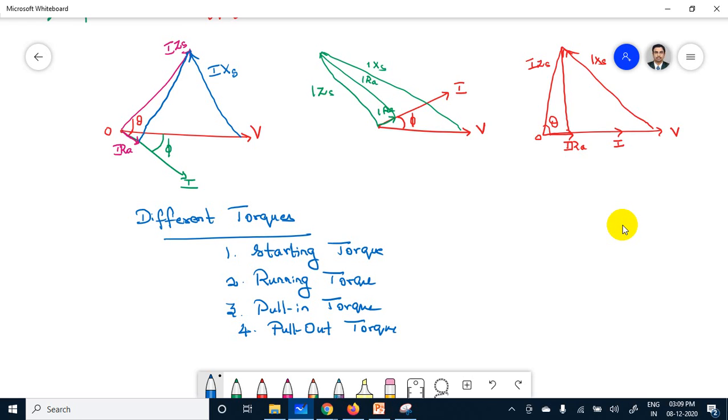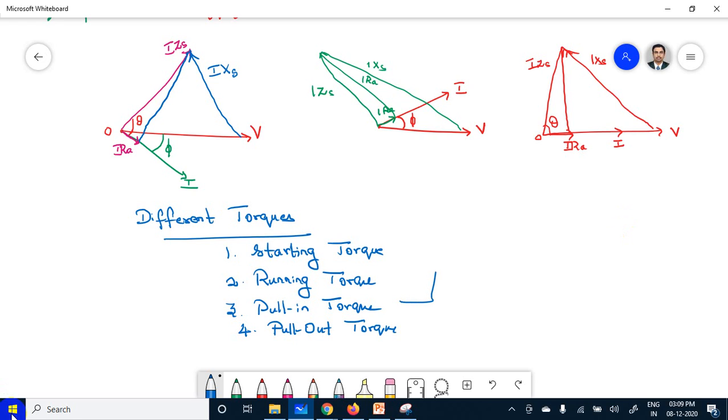Pull in torque means the ability of the motor to pull into synchronism when changing from induction motor operation to synchronous motor operation. Induction motor operation has two speeds, synchronous speed and rotor speed. Since the induction motor is a variable speed machine, but you need a constant speed machine, for that purpose we make the rotor speed equal to synchronous speed. Then we are converting into synchronous motor operation. That is known as pull-in torque. Pull-out torque means the ability of the motor to remain in synchronism under a rated load condition.